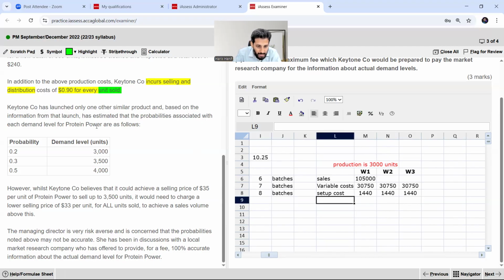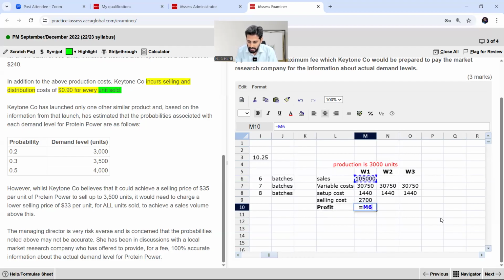Now move next. There is one more cost, which is the selling cost, and that is $0.9 for every unit sold. So how many units are being sold in working number 1? There is selling cost. In working number 1, I can sell 3000 units multiplied by 0.9. So what is the profit figure?